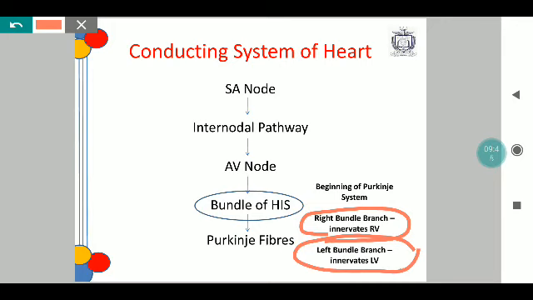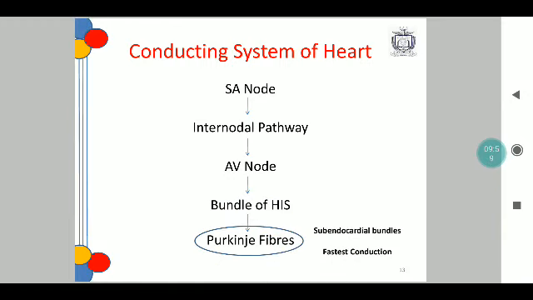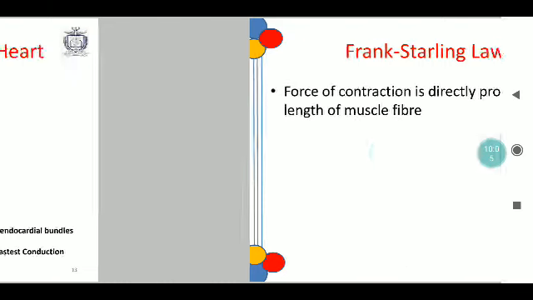Now, clinically we have heard many terminologies such as bundle branch block. A blockage in transmission through this bundle of His will result in the bundle branch block, which gives the arrhythmias which manifest clinically. Subsequently, there are also the Purkinje fibers. The Purkinje fibers are subendocardial bundles which result in the fastest conduction.